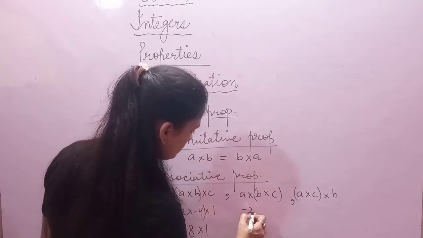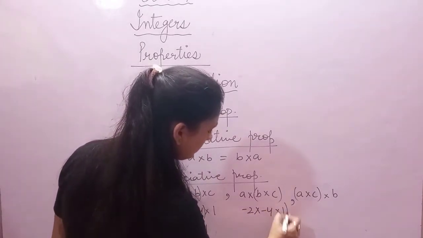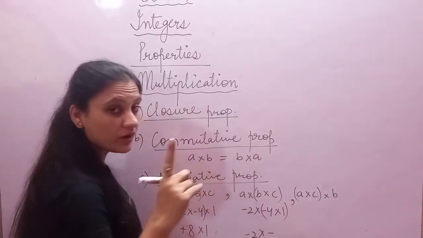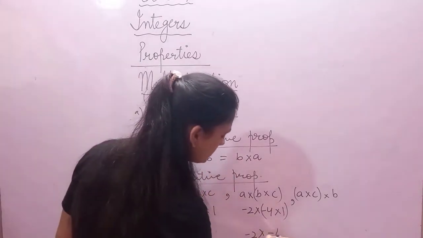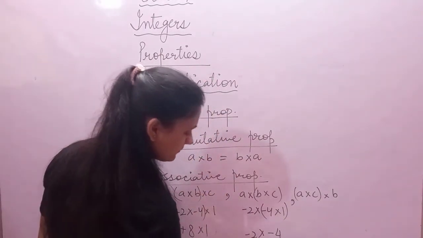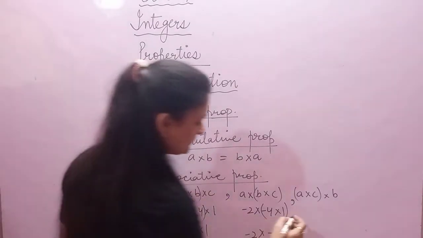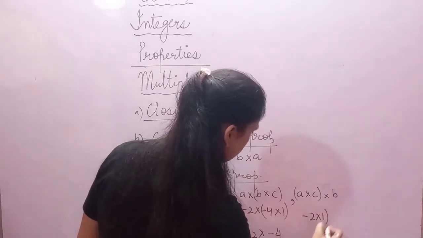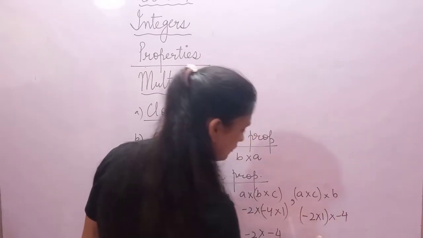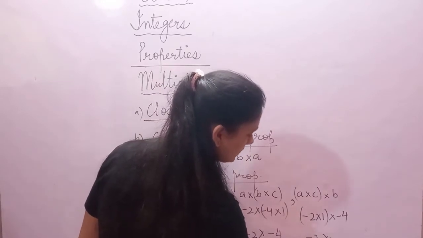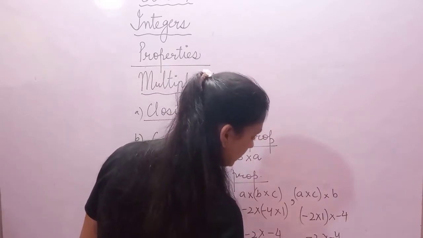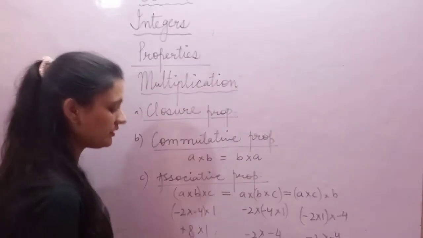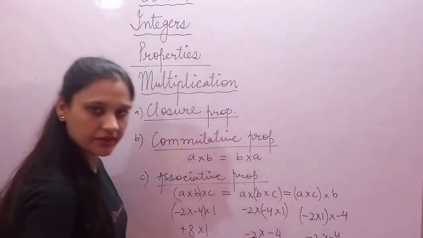Here -2 multiply -4 multiply 1. Multiply these two, -4 into 1 is 4. 1 negative sign means odd, so answer will also be negative. -2 into -4, 4 2s are 8. 2 negative means answer is plus. Now next is -2 multiply by 1. Then multiply by -4. 2 1s are 2. -2 multiply by -4. Yes, again 8. So what we can say, that integers are associative under multiplication, right?